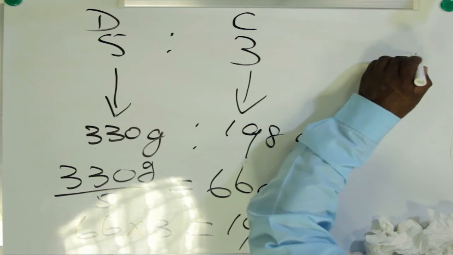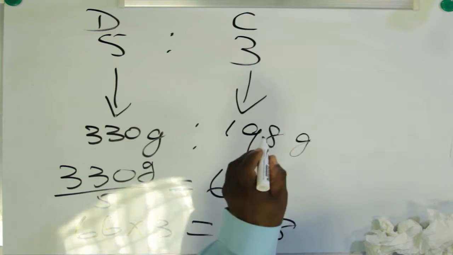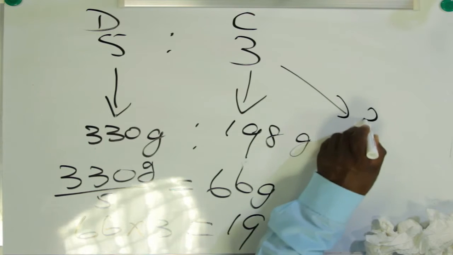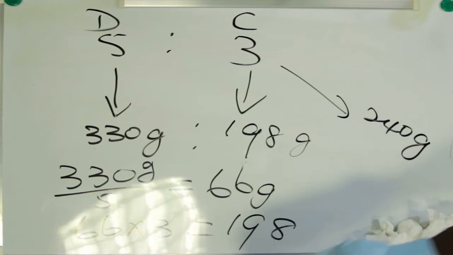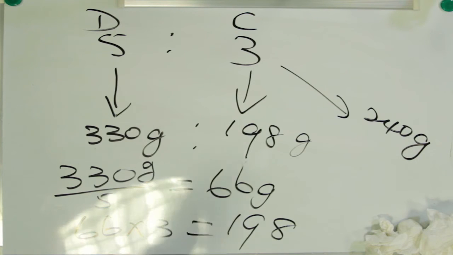What if, for example, the cat was given 240 grams. The cat received 240 grams. How much would the dog have received? The ratio is still 5:3. The dog gets 5, the cat gets 3. On this occasion, the cat received 240 grams. How much did the dog get?